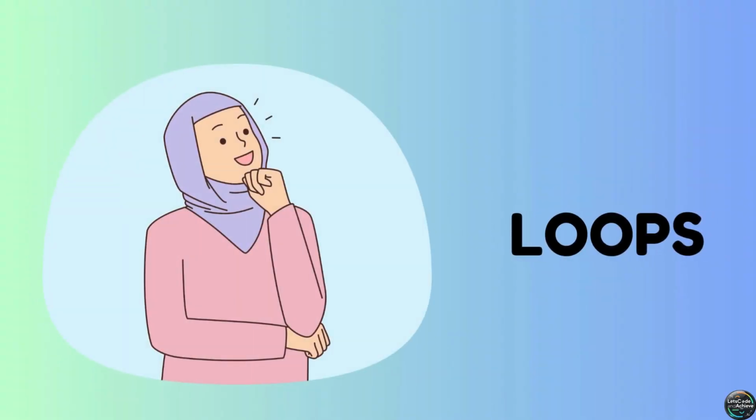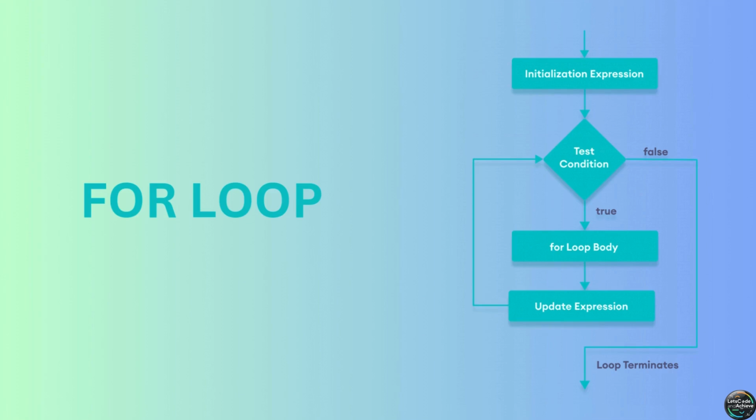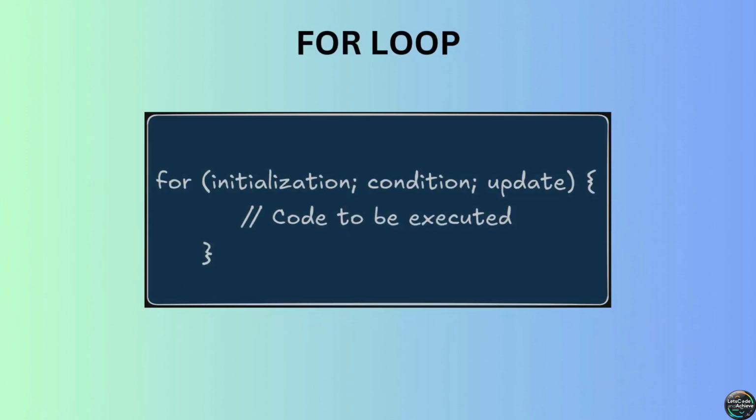Alright, now that we have built up some excitement around loops, let's break them down one by one and understand how they work, starting with the for loop. The for loop is the most commonly used loop, especially when you know exactly how many times you want to repeat a task. It's perfect when you are working with a fixed number of iterations or counting. Let's look at the basic structure.